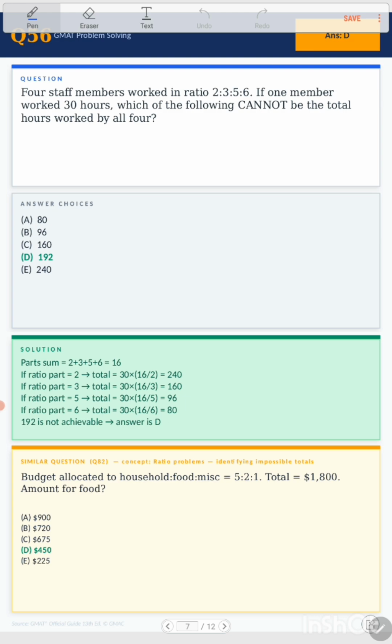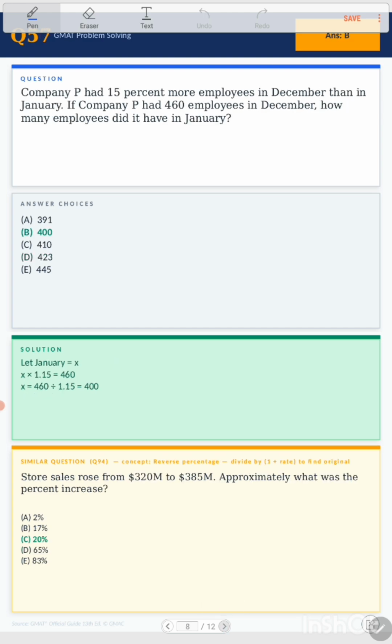Maybe your question now is, how did we get 16? See it here. 2 plus 3 plus 5 plus 6 is 16. So the one that is not there is D. D is not there, so we are looking for the one that is not there. Also check the similar question and let me know in the comment section.